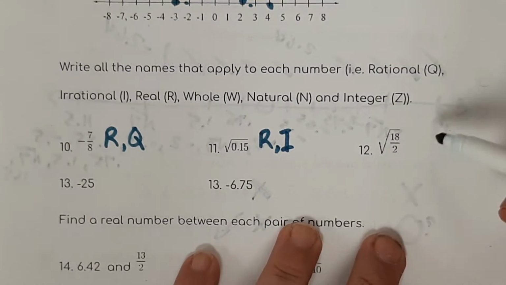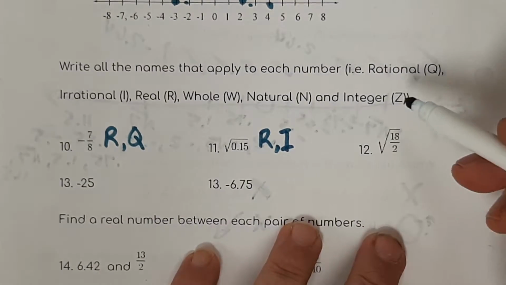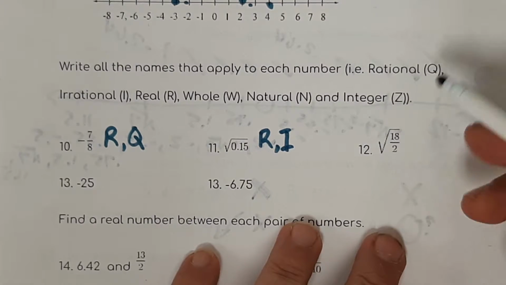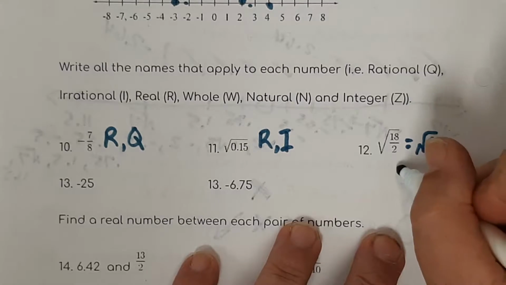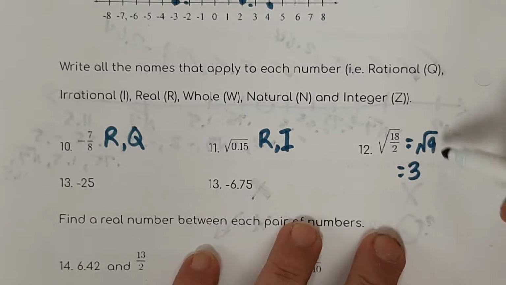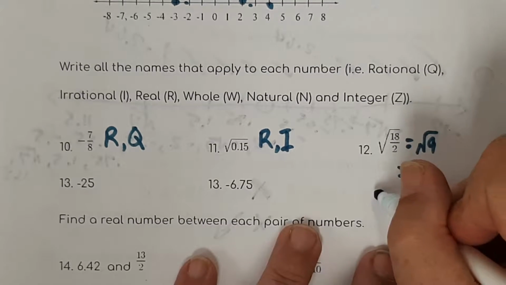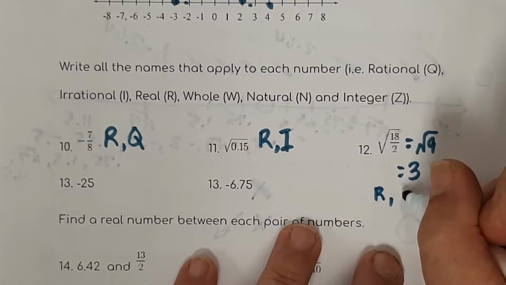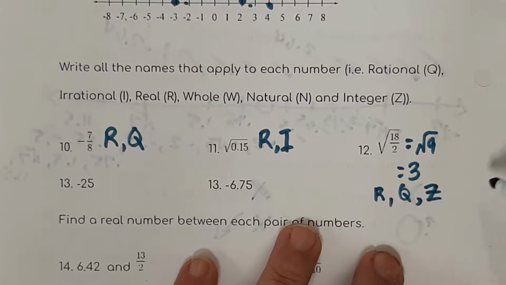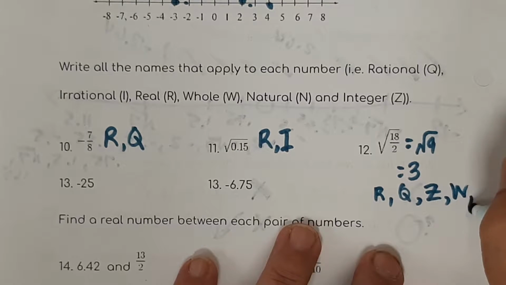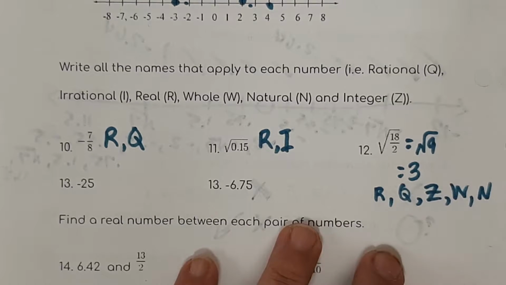Okay, 18/2. Well, this almost looks like it might be irrational, but when we divide 18 by 2, we're going to get the square root of 9, and that equals 3. Well, 3 is definitely real, and it's rational. We know it's an integer, so that's our Z, and it's also whole and natural. It's a natural number because you could see 3 cars or 3 apples. So it's in all of these groups here.